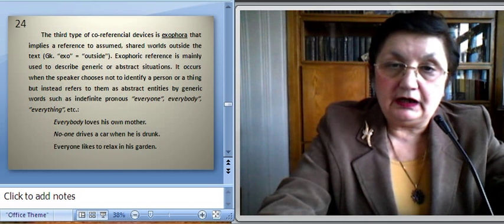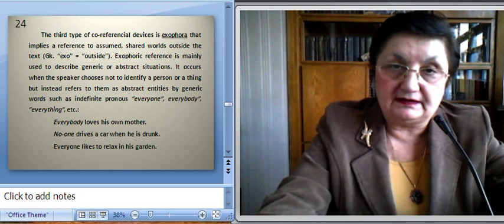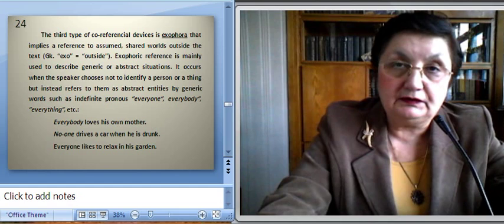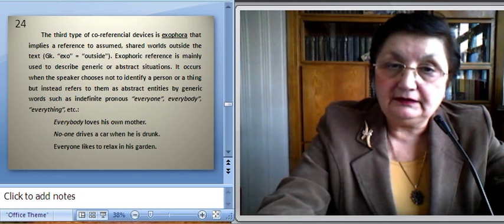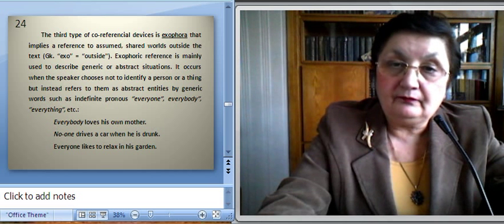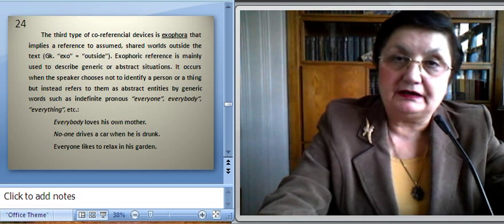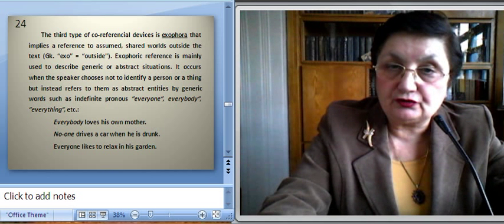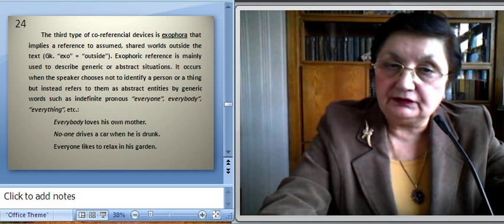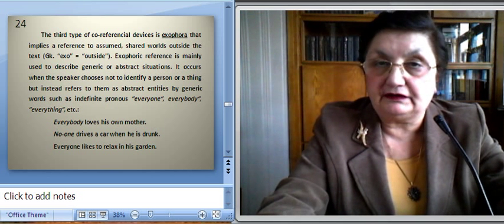Exophoric reference is mainly used to describe generic or abstract situations. It occurs when the speaker chooses not to identify a person or a thing, but instead refers to them as abstract entities by generic words such as indefinite pronouns, everyone, everybody, everything, etc. For instance, everybody loves his own mother, or no one drives a car when he's drunk, or everyone likes to relax in his own garden. Another cohesive device is ellipsis.